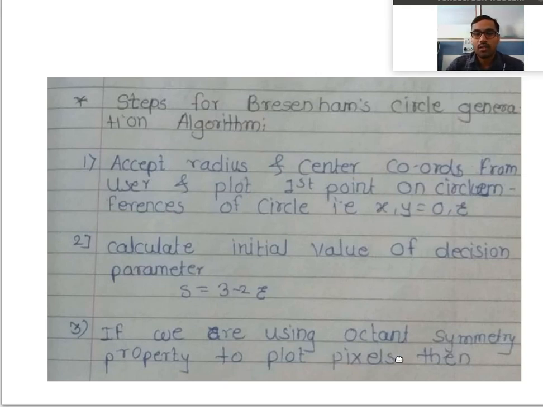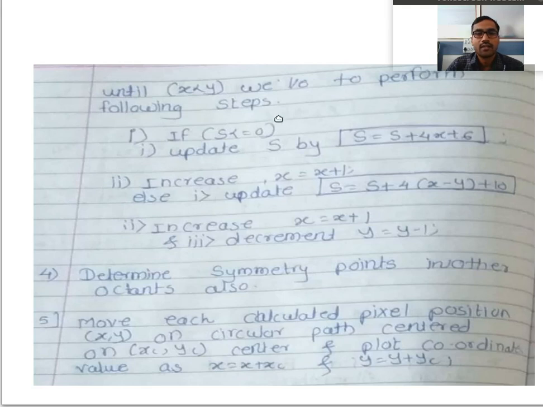If we are using octant symmetry property to plot the pixels, then until x is less than y, we have to perform the following steps. If s is less than or equal to 0, update s by s equal to s plus 4x plus 6. As we have seen this, we have evaluated new sum. Increase x with x plus 1, else update s is equal to s plus 4x minus y plus 10, and increase x is equal to x plus 1, and decrement y by y minus 1.